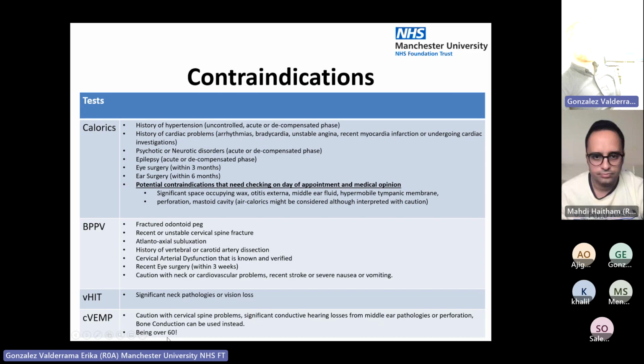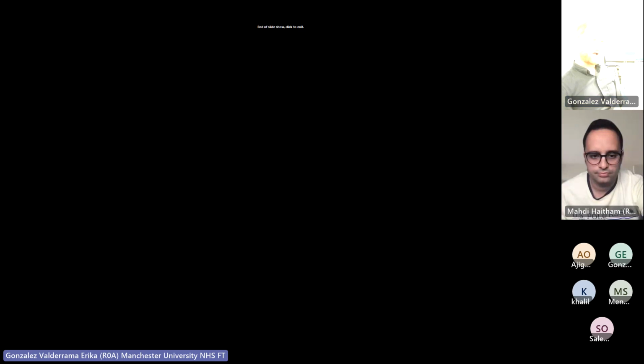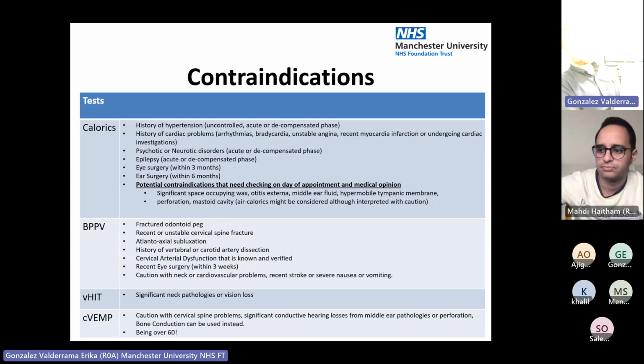Also with VEMPs, I don't think even our consultants know this: it's over 60. We can't get any VEMPs on people over 60. It just doesn't really work very well. So there are certain reasons why we wouldn't be able to do these tests, but most of the time we'll give it a good go if we can, and we'll do alternative tests if we can't do the ones that are contraindicated. And I think that's it from me for today.